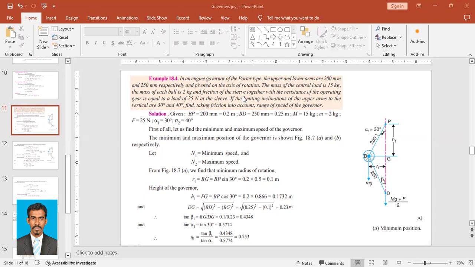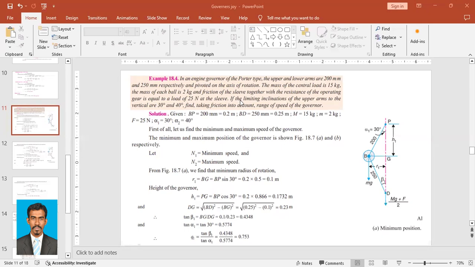And the friction of the sleeve together with the resistance of the operating gear is equal to a load of 25 Newton at the sleeve. So friction plus the resistance of the operating gear altogether gives us 25 Newton at the sleeve. If the governor is moving upwards, the friction will act downwards. If the governor is moving downwards, the friction will act upwards.